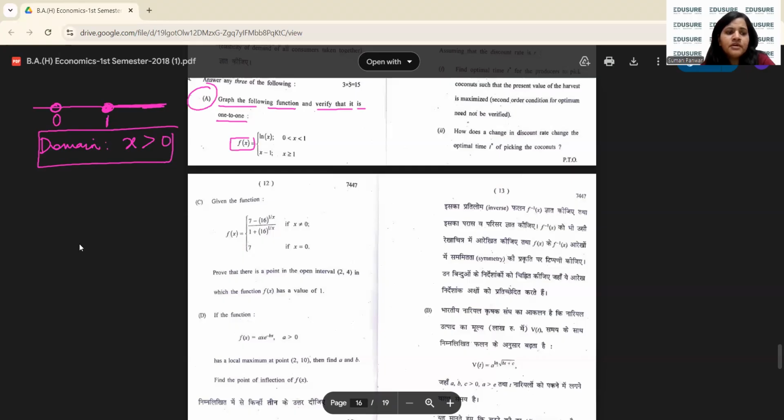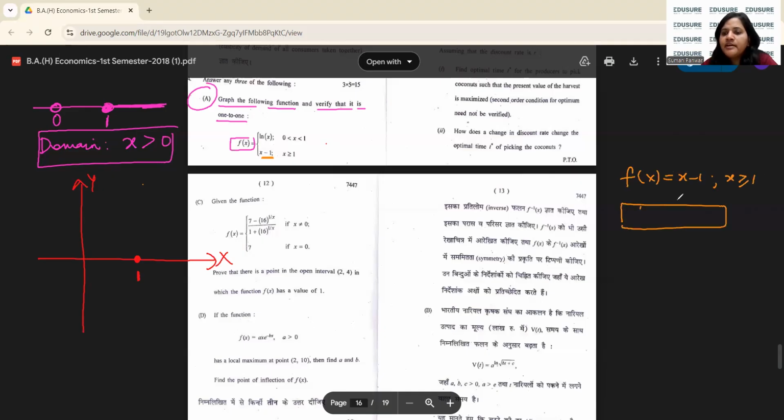Okay. So let's see. This is the x-axis, this is the y-axis, and this is the point 1 where the bifurcation is happening. So first, let us look at the simpler part. f(x) equals x minus 1 for x greater than or equal to 1. That means, first of all, this is a straight line because the degree of x is 1.